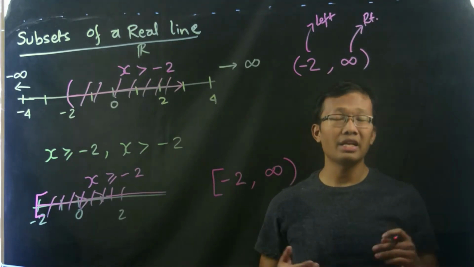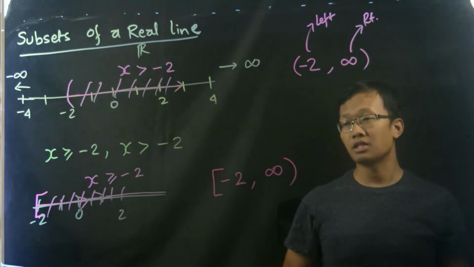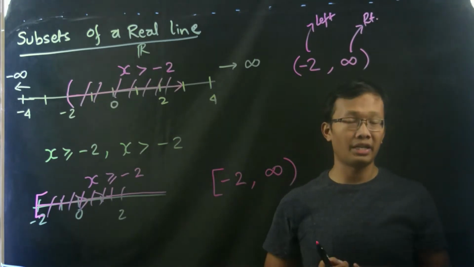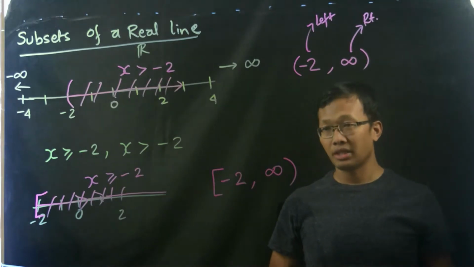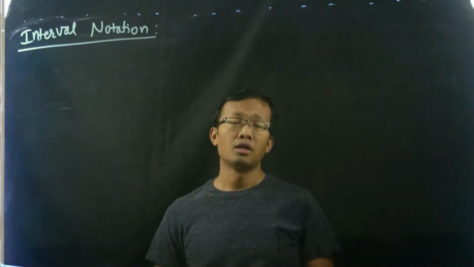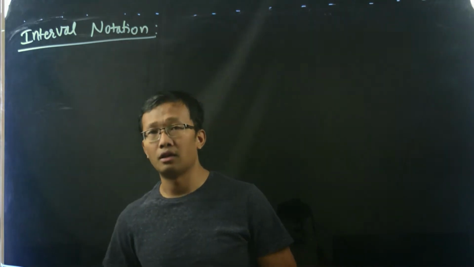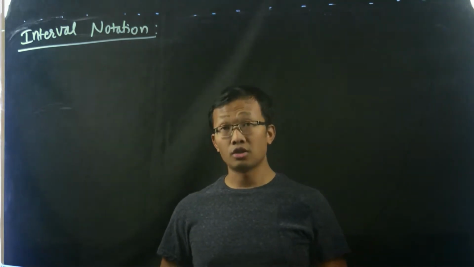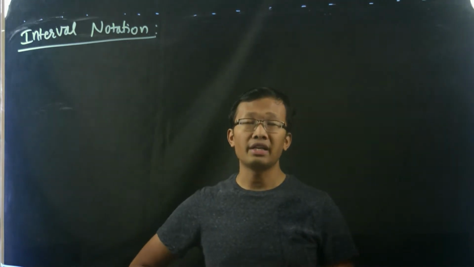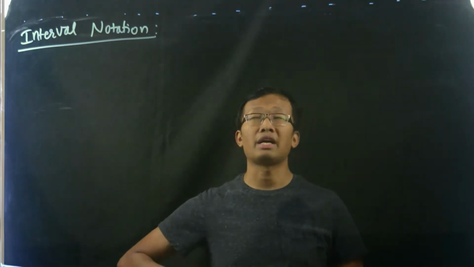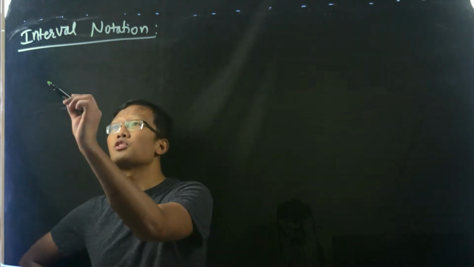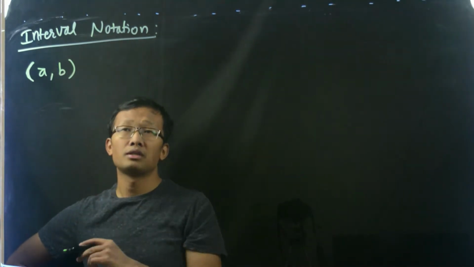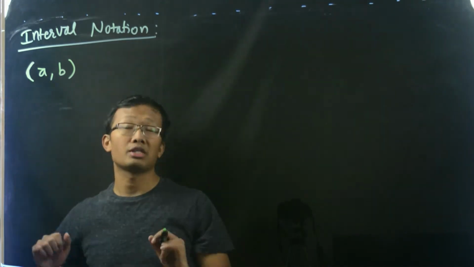Now you can have different variations of left open, right closed, or open and closed brackets, parentheses and square brackets. So let's talk about those. The two representations of the subsets of real lines that we saw earlier are also known as interval notation. There are in total four kinds of interval notation. The first one is (a, b). Both the left side and right side are open.